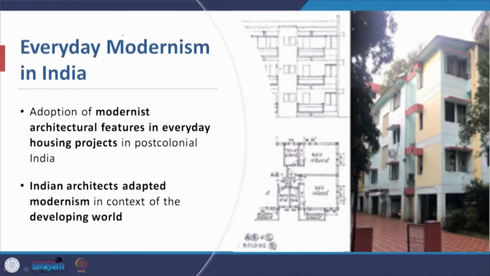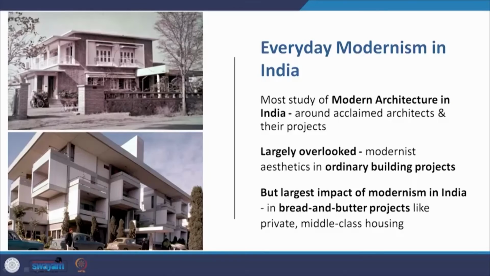So everyday modernism in India: the adoption of modernist architectural features in everyday housing projects in post-colonial India. Indian architects adapted modernism in the context of a developing world. Most study of modern architecture in India generally revolves around acclaimed architects and their projects. Think about it. Whatever you have studied concerning modern world architecture or modern Indian architecture, it is generally about a set number of people and their works, right?